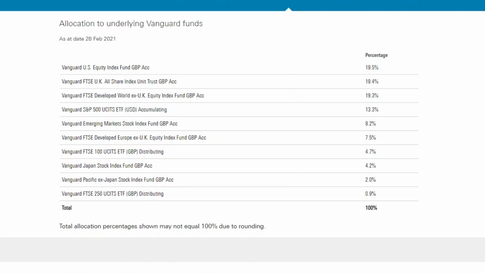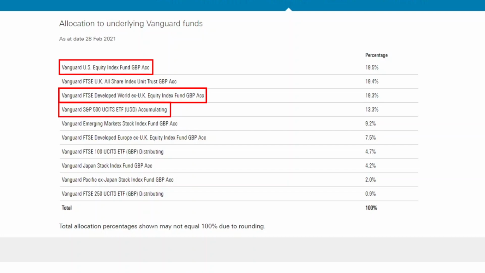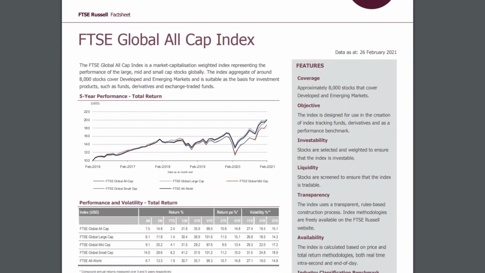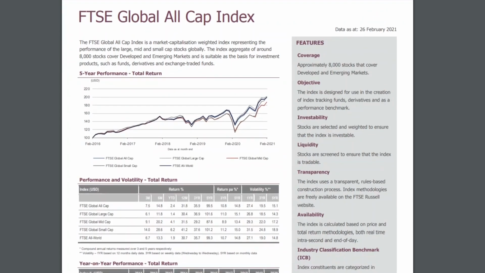The weightings allocated to each country is not immediately obvious, as the US, for example, is included in the US Equity Index Fund, the Developed World excluding UK Fund, and the S&P 500 ETF. But to give you an idea of the allocations, we're going to look at the weightings associated with the US and the UK, and then we'll compare it to a global index. We're going to use the FTSE Global All Cap Index as reference, as it is considered to track the global markets well.